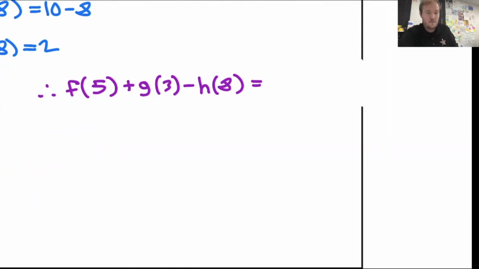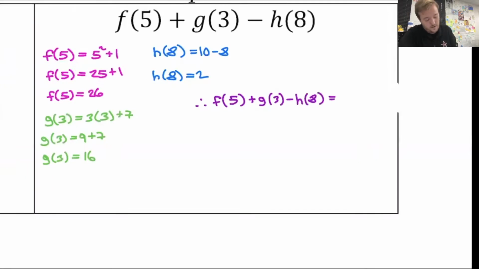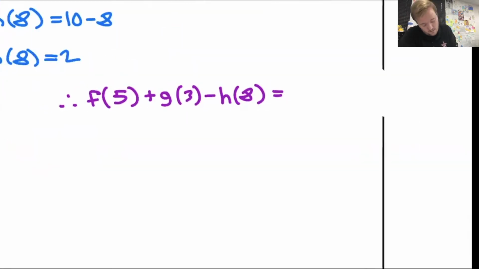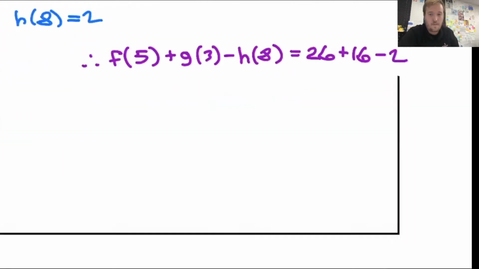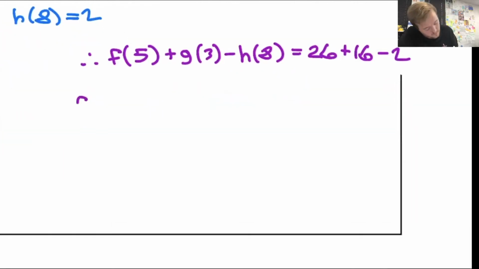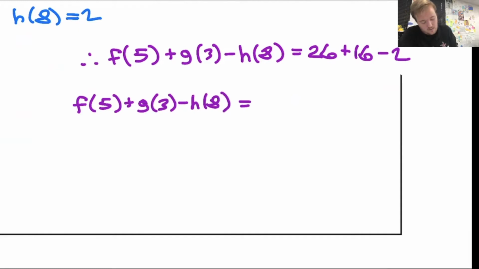Okay, so f of 5. So I'm going to have 26 plus 16 minus 2. Okay. So f of 5 plus g of 3 minus h of 8 is going to equal, so 26 plus 16 is going to be 42, minus 2 is going to give you 40. Boom.